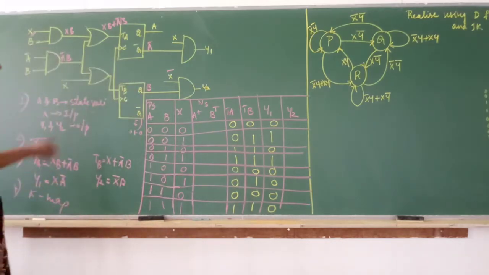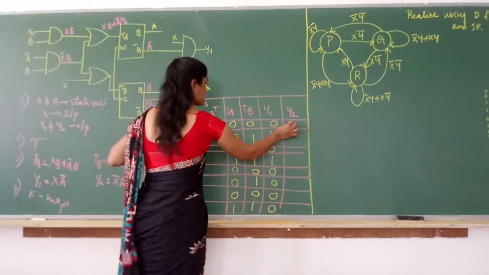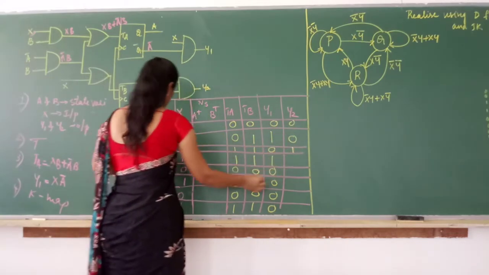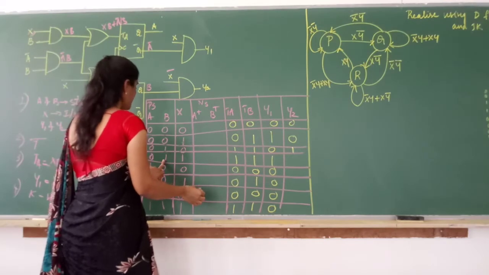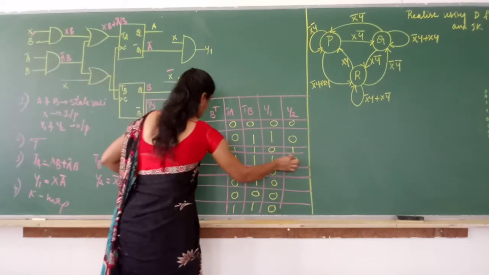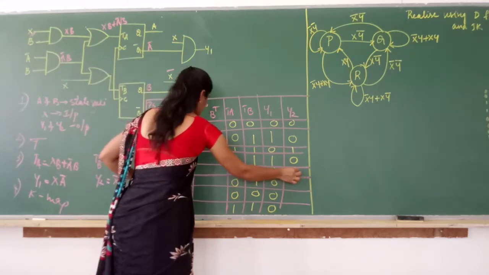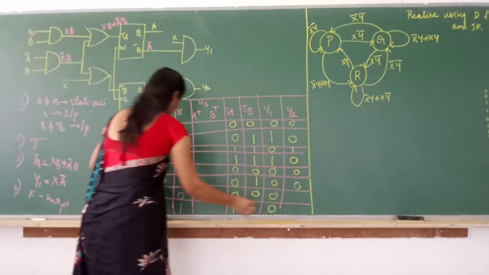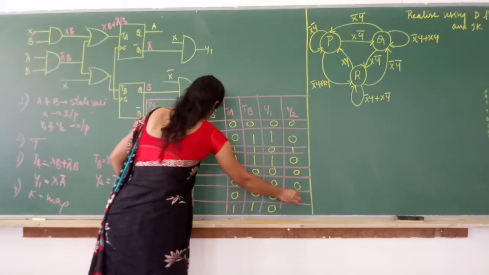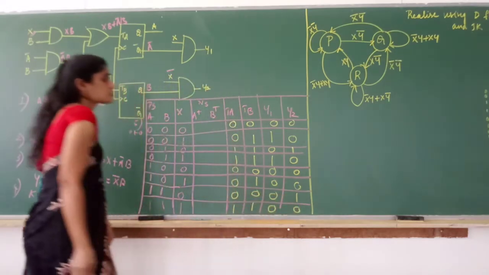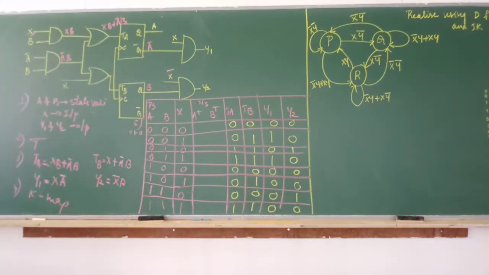So what is Y2? Y2 is X bar B. X bar B. 0, 0, X bar. So this will be 1. X bar B. Okay, again it is 0. X bar B. B is 0. So this will be 0. X bar B. So this will be 1. X bar B. So again 0. So this is what is for Y1 and Y2. So I just cross check whether it is correct or not.